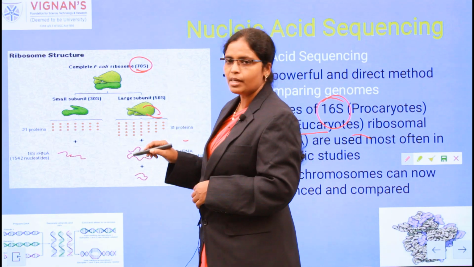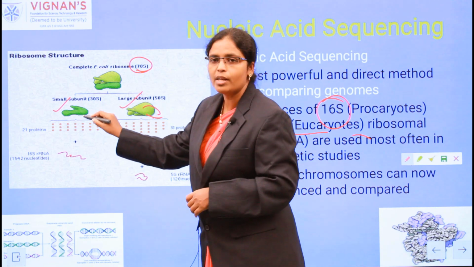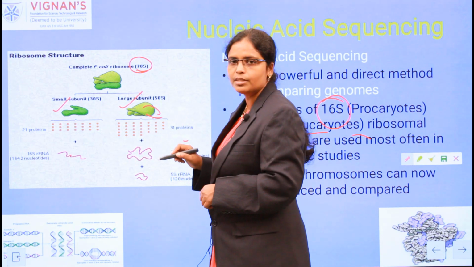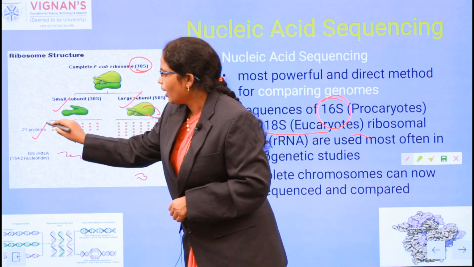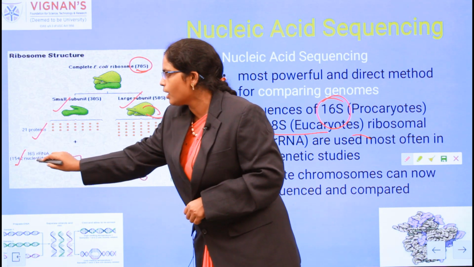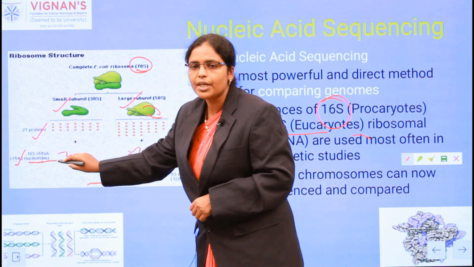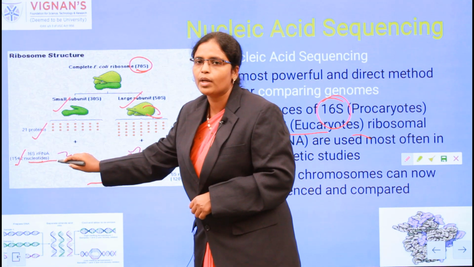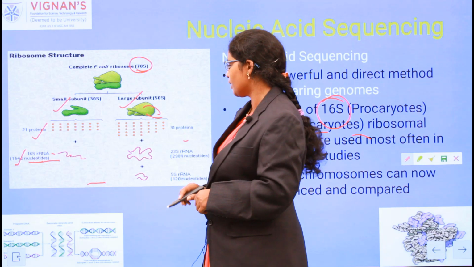In the 70S ribosome, this consists of two subunits. One is the smaller subunit and another one is the larger subunit. The smaller subunit encodes 21 proteins and it is nothing but 16S rRNA. This is used for identification and classifying the microorganisms based on this 16S rRNA sequencing.